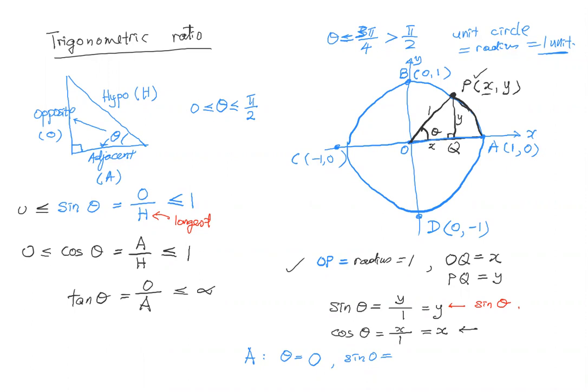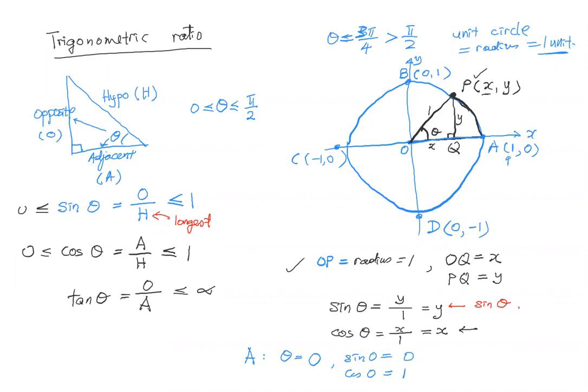Zero. Okay, then what is cos 0? 1. Why is it 1? Because the x coordinate is 1.